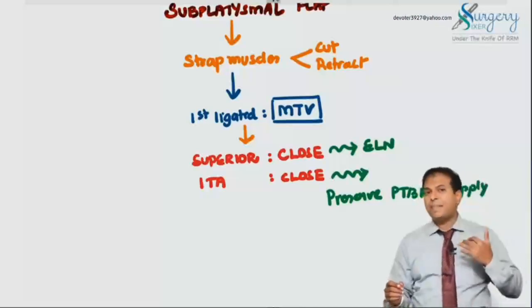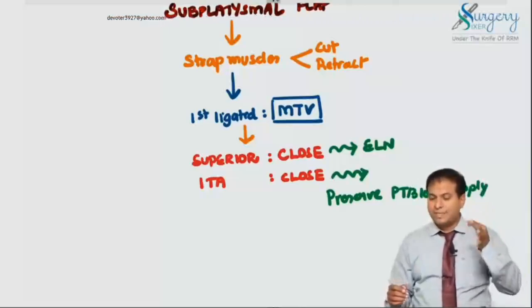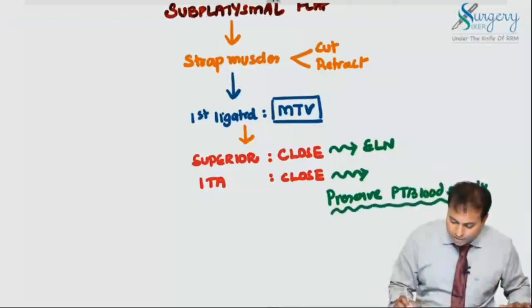Previously we were ligating it away to prevent recurrent laryngeal injury. But now we have to identify the recurrent laryngeal nerve, preserve it, and ligate each vessel separately. Don't forget this point. So now change it to close to the vessel.